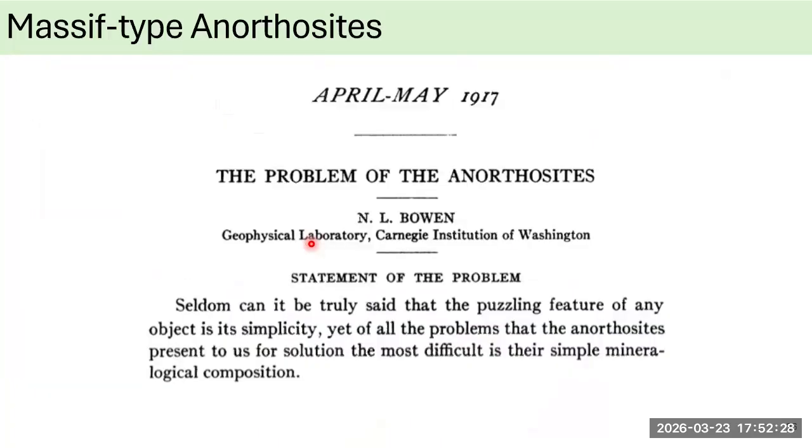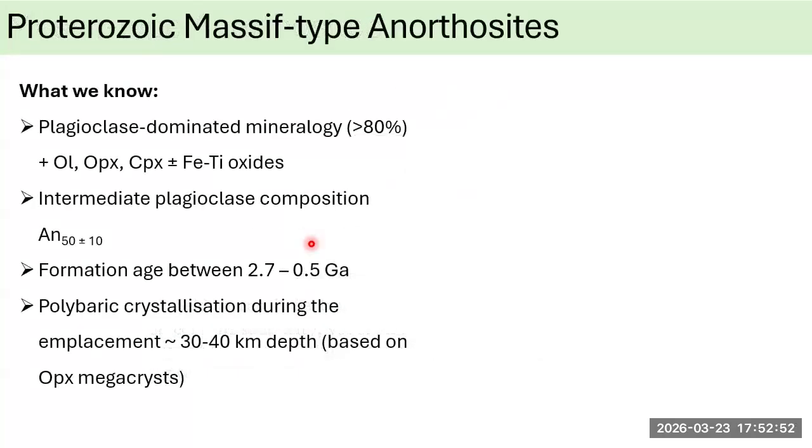But what I like a lot about the anorthosite problem is what Bowen said in 1917: the beauty is in simplicity. It's made almost entirely of only plagioclase. But that's also the problem. We do not understand it because it's almost monomineralic. So how did it form? What we know is that more or less 80% is made of plagioclase. Next to plagioclase, we have mafic minerals, so olivine and pyroxenes, and iron-titanium oxides.